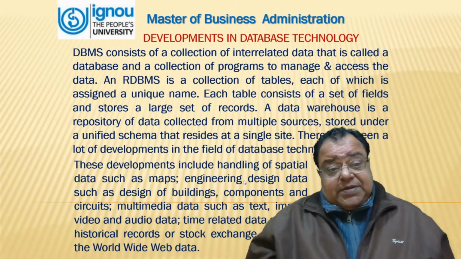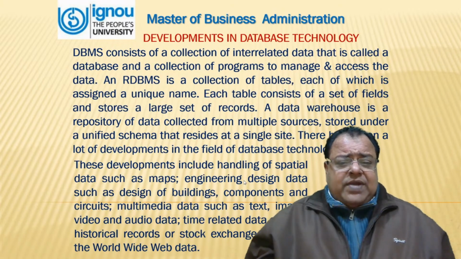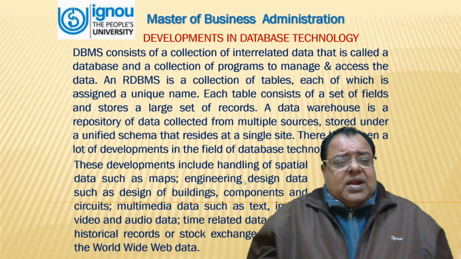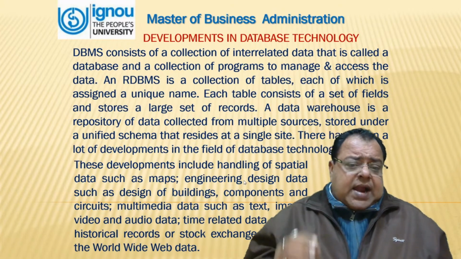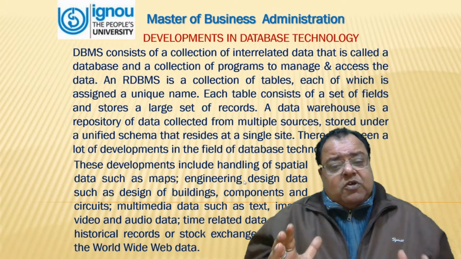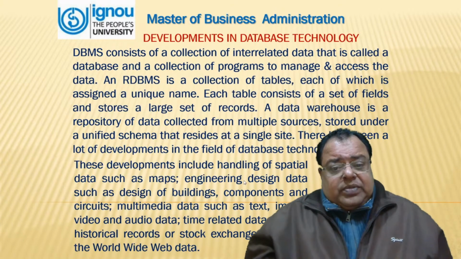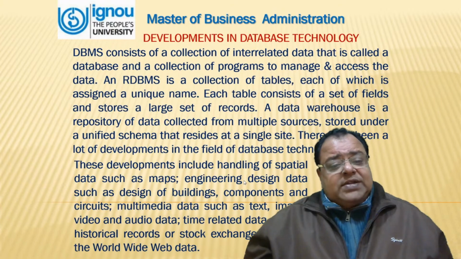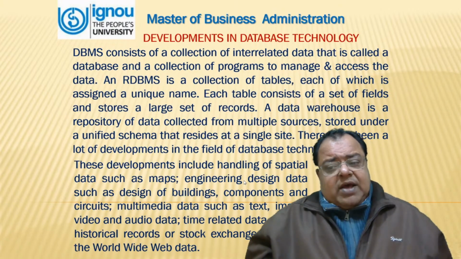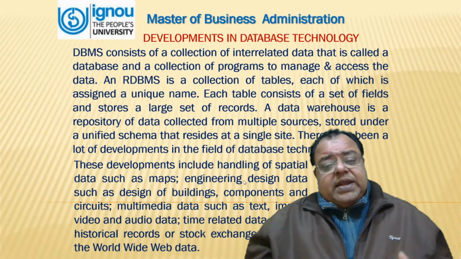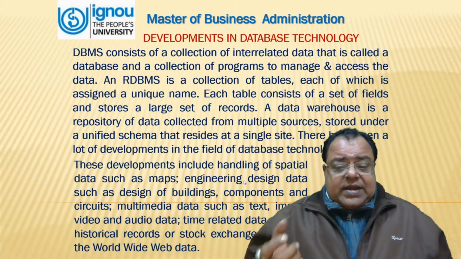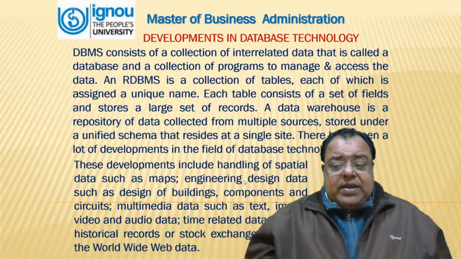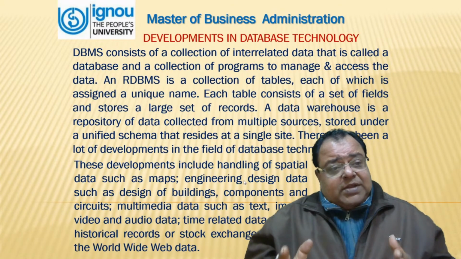Developments in database technology. A DBMS consists of a collection of interrelated data, that is called a database, and a collection of programs to manage and access the data. The RDBMS is a collection of tables, each of which is assigned a unique name. Each table consists of a set of fields and stores a large set of records. The data warehouse is a repository of data collected from multiple sources, stored under a uniform schema, that resides in a single site. There have been a lot of developments in the field of database technology.